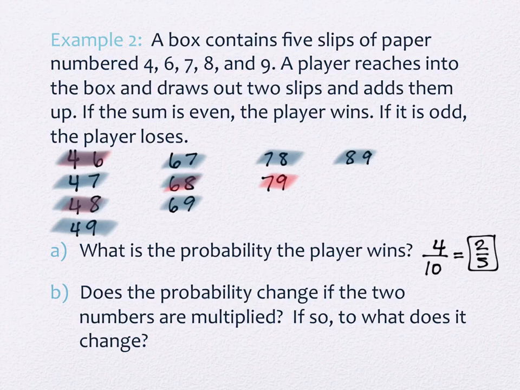So how many ways do I win if I multiply? 9. Out of how many? 10. So we answered the question by finding the value. Does the probability change if the two numbers are multiplied? Yes, it does. And it changes to 9/10.